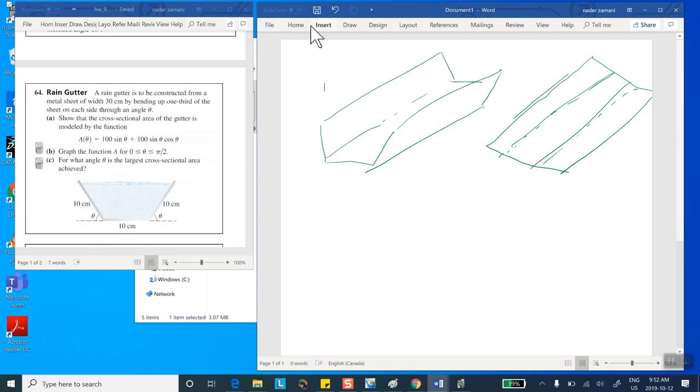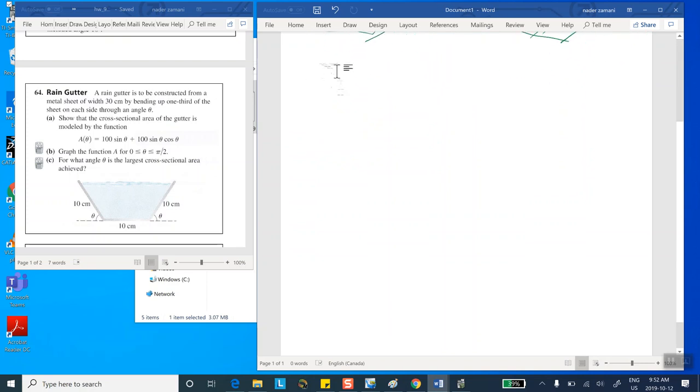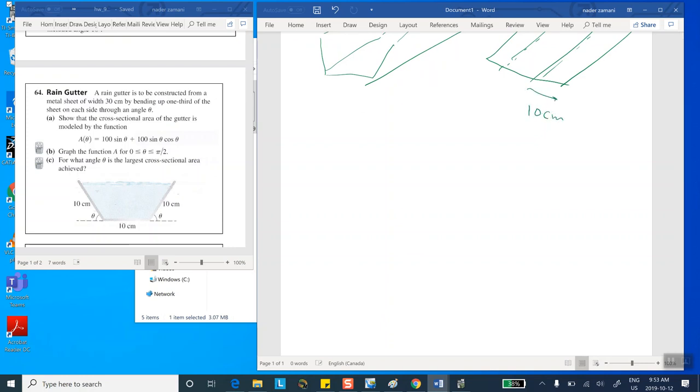And let's see what else it says. Okay, these edges are 10 centimeters each. So when we did this, I guess this was 10 centimeters, and this was 10 centimeters, and this is 10 centimeters. They're all equal in length, all equally divided like that. These are all 10 centimeters each. And we bent it by an angle that, of course, we don't know what it is.